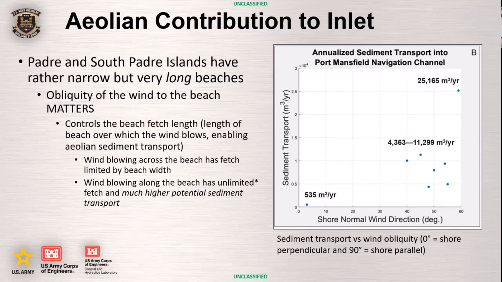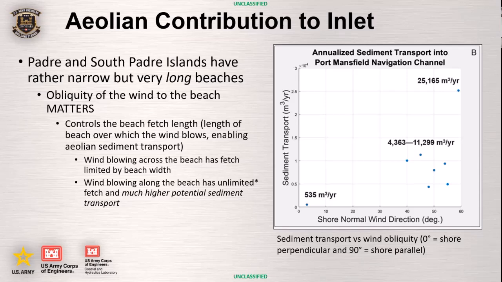Looking at this plot, we have our shore normal wind direction along our x-axis. So 0 is a wind coming perfectly onshore, and as we work out towards 60, we're getting to higher oblique angles. Then we have our sediment transport rate, annualized in cubic meters per year, on the y-axis. I also added some text boxes giving you clues to how many cubic meters per year is represented by each one of those dots.